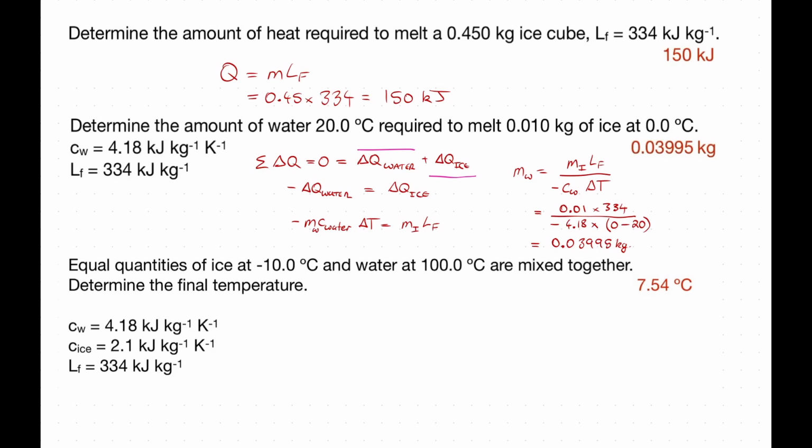In our final one, we've got equal quantities of ice and water, at 100 degrees Celsius for the water and minus 10 degrees for the ice. So we've got multiple different stages that are happening here. How am I going to do it this time? I'm going to do it the other way. In this situation, I'm going to make the assumption that the hot water is going to give up its thermal energy to the ice.